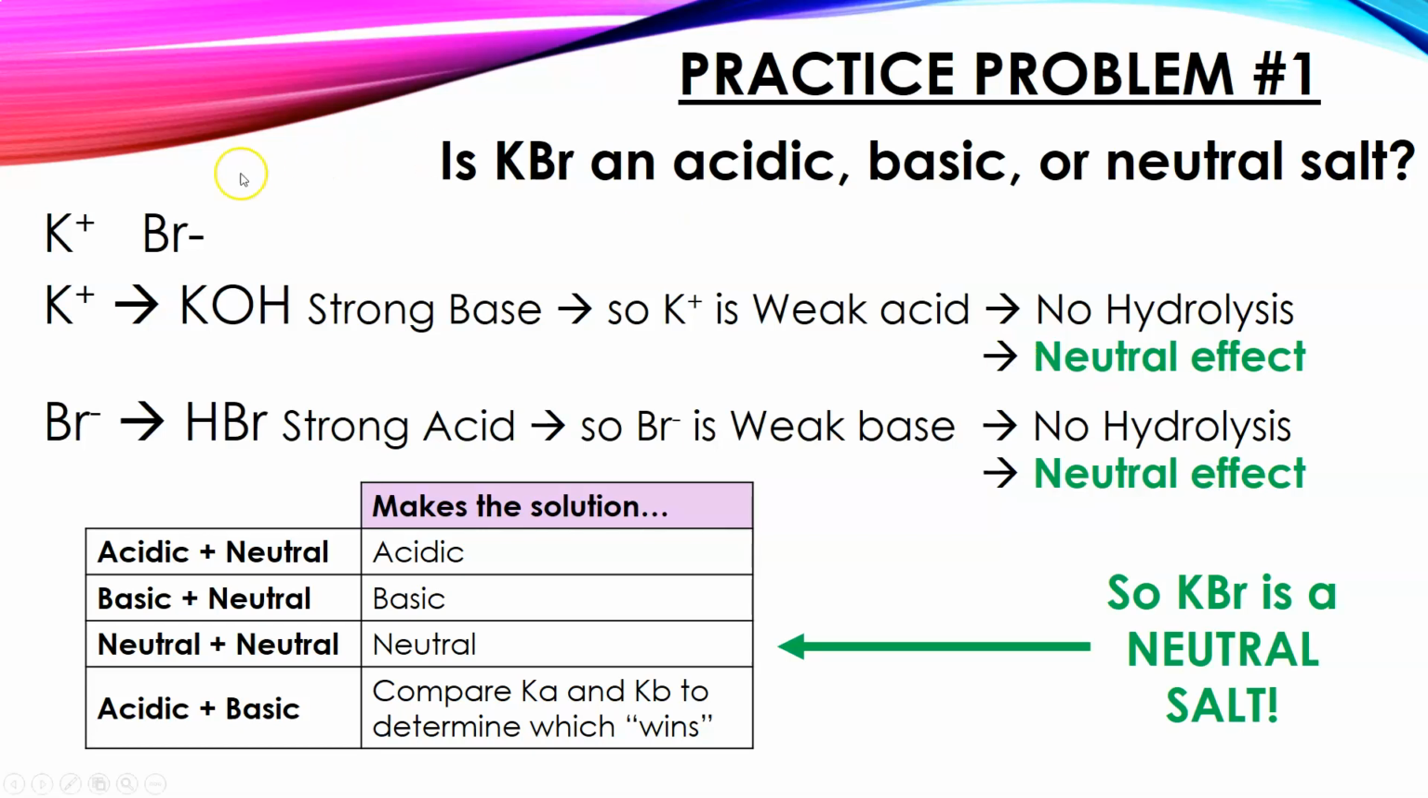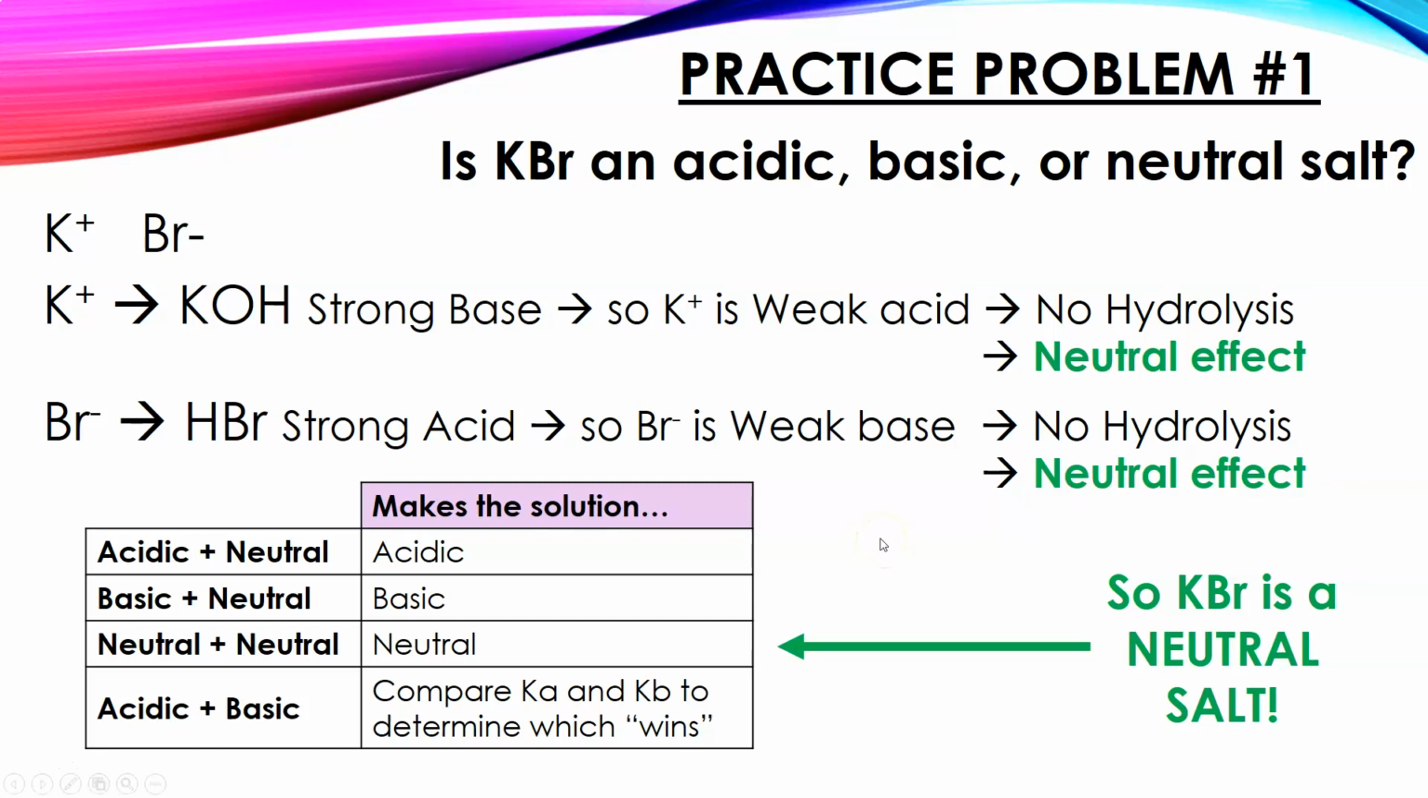So once again, I took the compound, I figured out what the ions were and where they came from. I decided if they were strong or weak acids and bases, where they originated. That told me what the ion behavior would be, and I could decide if it hydrolyzed or not. And then I can see what those effects would be combined together. All right, let's try another one.